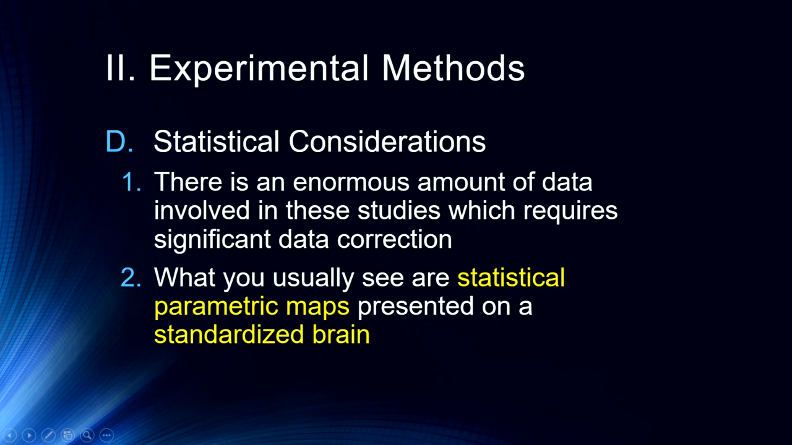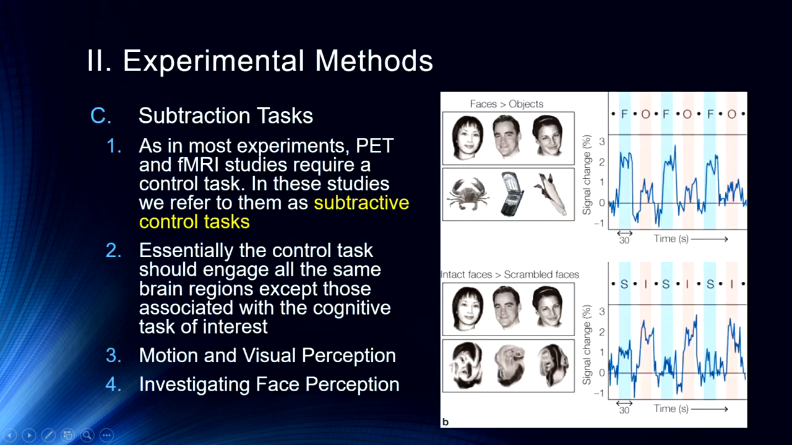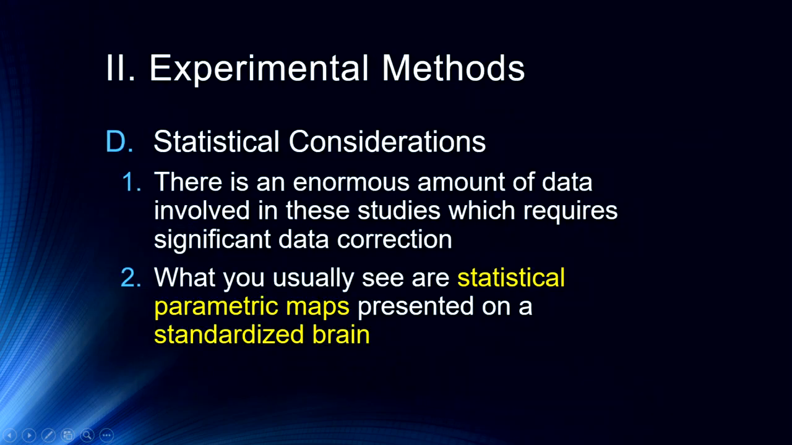The other thing I want to talk about is what you're actually seeing. It's not very often you see those graphs we've been looking at. Usually what you see is something like a statistical parametric map, and these are presented on a standardized brain. When you're looking at an fMRI study, you're not looking at the results from any person, and you're not looking at anybody's brain. You're looking at an average brain that's been created from scans of 1,000 people, and the data is then projected onto that standardized or idealized brain.